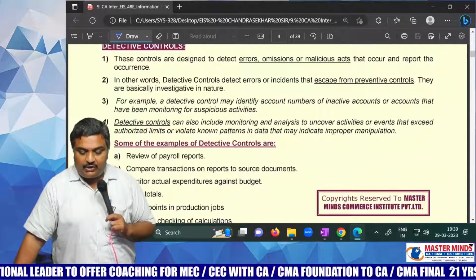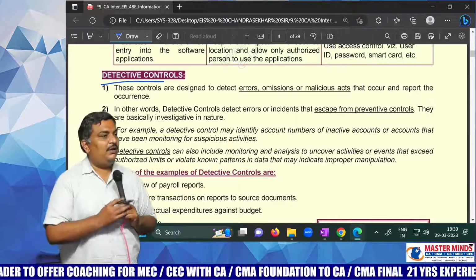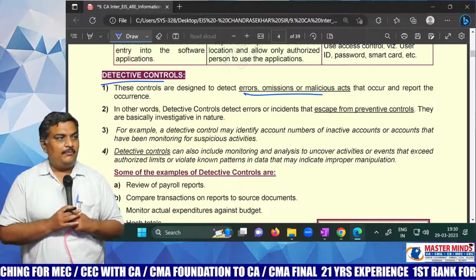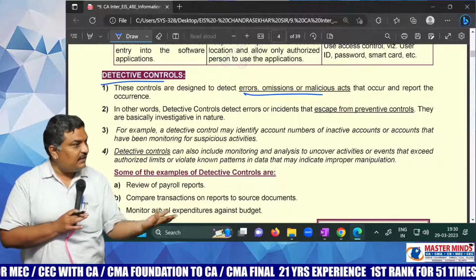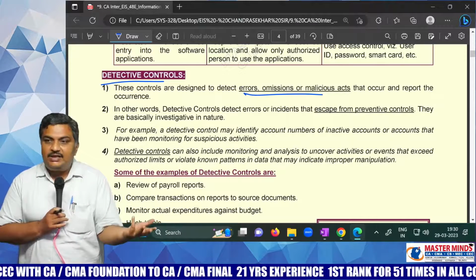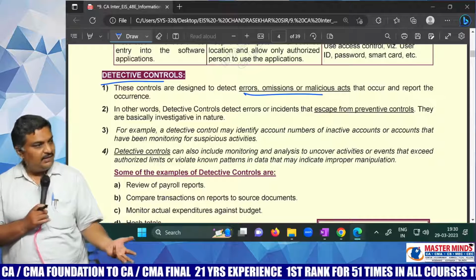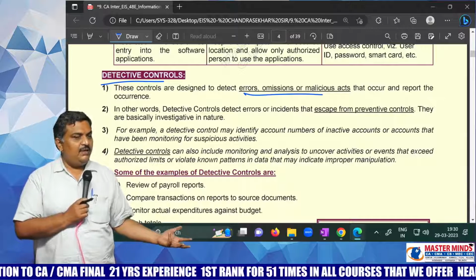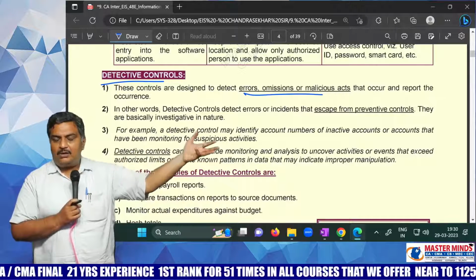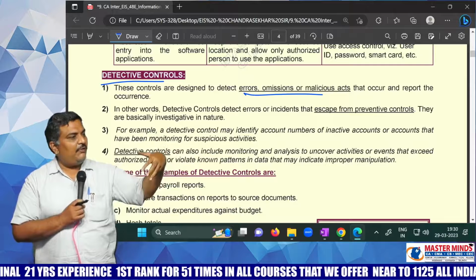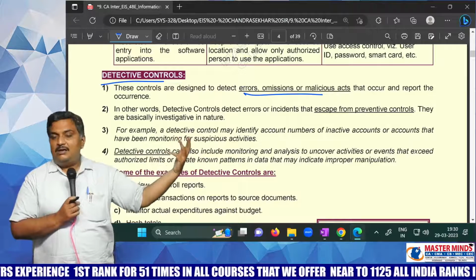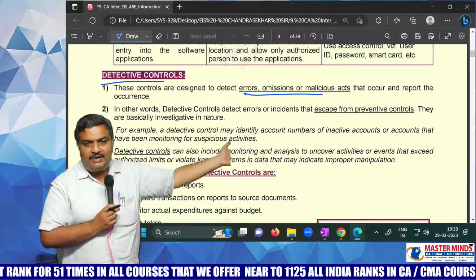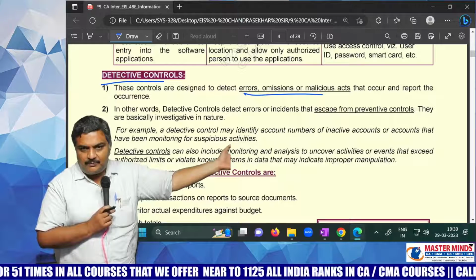And what is a detective control? Detective controls mean that if some risk, error, omission or malicious act happened, you need to at least detect that an error has occurred. See, three days back a payment was made to me by our organization. But yesterday I got a call from the accounts department: why have you taken the double payment? You just pay the money at the cash counter. And yesterday night I went and paid the money at the cash counter. That is a detective control.